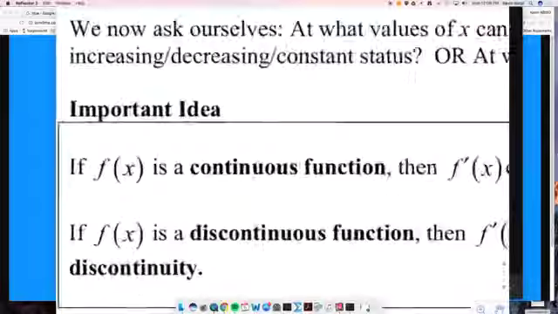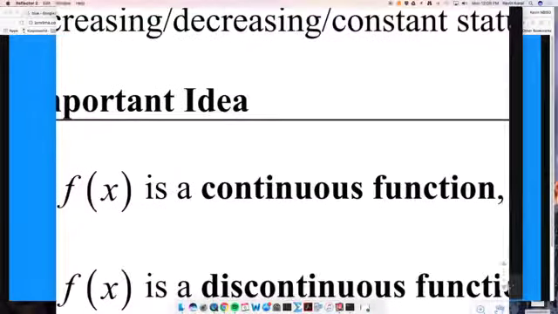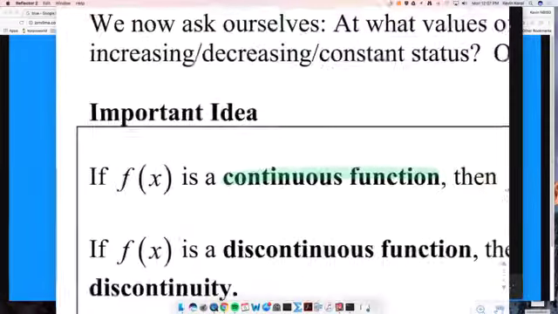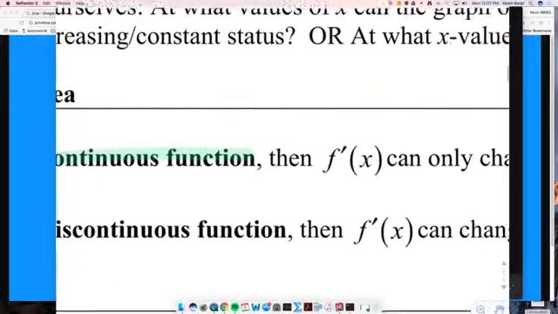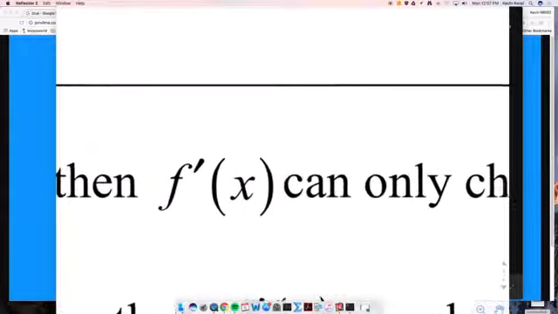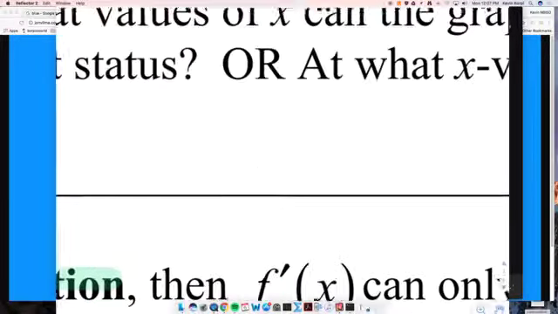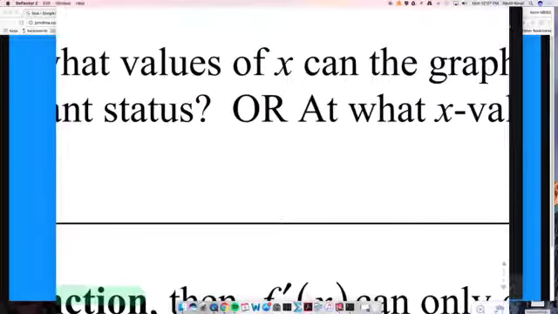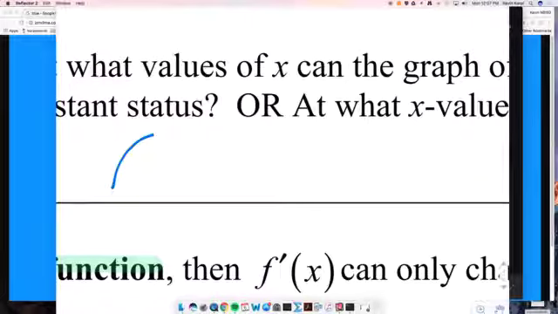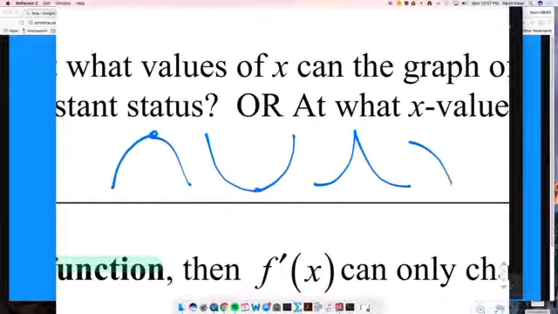All right, here's an important idea. If f is a continuous function, continuity is a very important property of many functions, then f prime can only change its sign at a certain location. Here's some examples. We're looking for f prime to change sign. So here's where f prime goes from positive to negative, negative to positive, or it could be like that or like that.